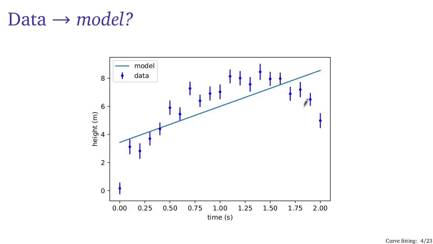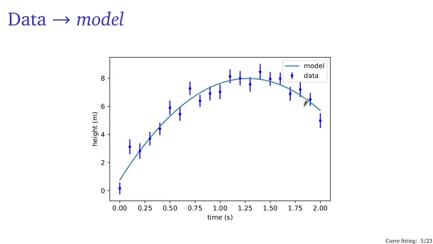Now, if this is projectile motion, you probably wouldn't even bother trying a line. You would go straight to a parabola and try and fit a parabola to your data. So it's reasonable to expect that this would fit better, and indeed it does. So this is a good fit. This is, in fact, the best fit.